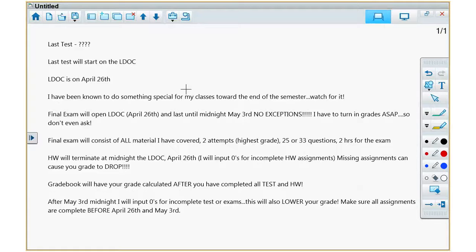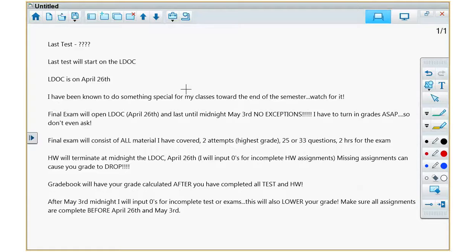Your grade book will have your grade calculated after you have completed all tests and homework. So if you want to have a good idea of what you got, I have set up the grade book so that it will round with 89.5, 79.5, and so on. So if you have a 79.5 or above, you'll get a B, and it'll automatically round that.